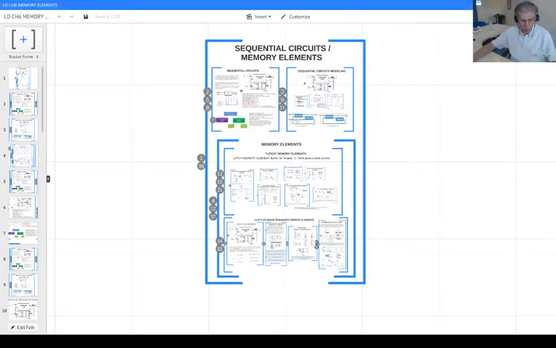We are in the logic design course. There are two main sections within this course. One of them is combinational circuits. The other one is sequential circuits. So now we are starting that new section, sequential circuits. A sequential circuit has memory elements in it.